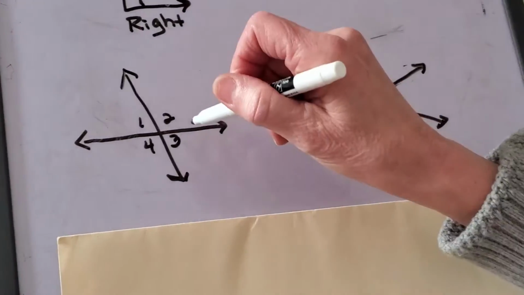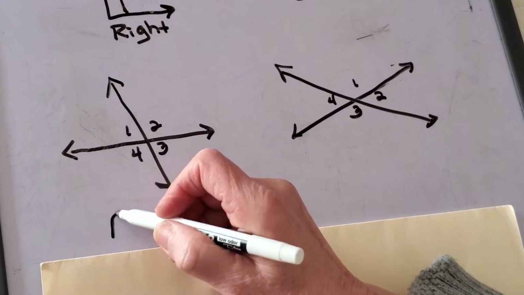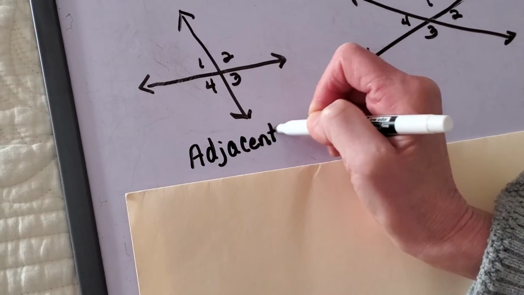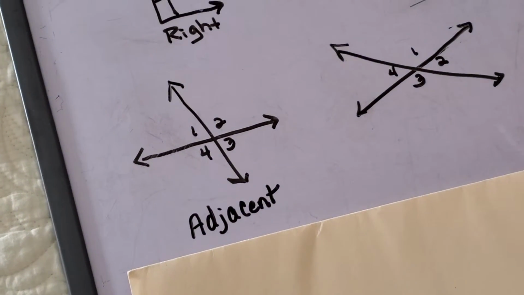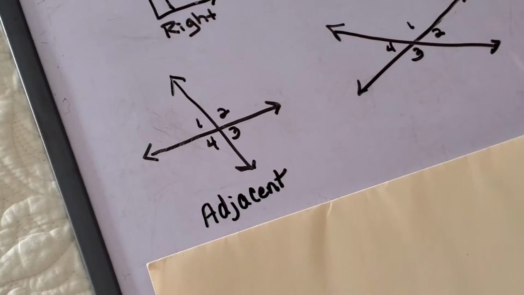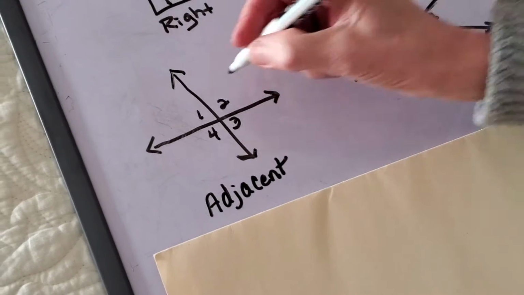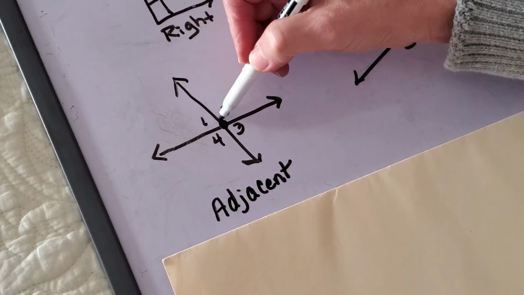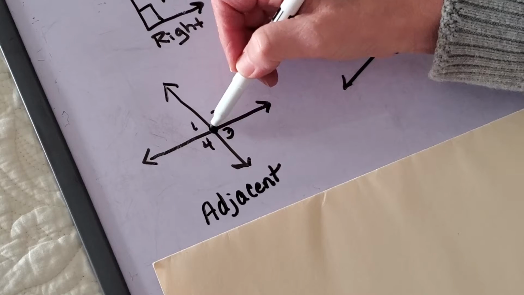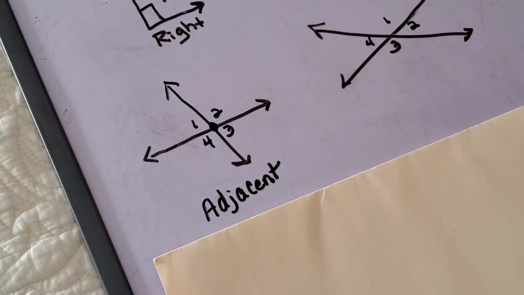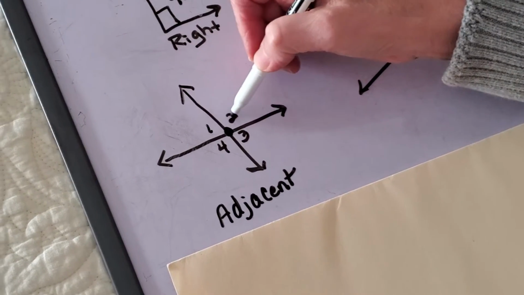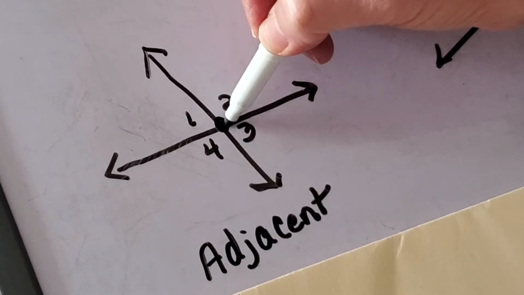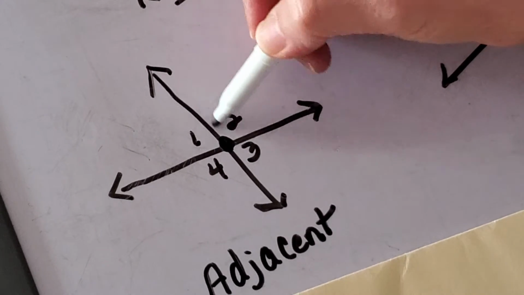In this first diagram, we're going to try to identify what an adjacent pair of angles are. Adjacent angles share a common vertex and a common side. The vertex is right in the middle of these angles. A common side are any of these arrows or rays that come off the angles. Angles 1 and 2 are both adjacent angles. They're next to each other, they share a common vertex, and they share this side.